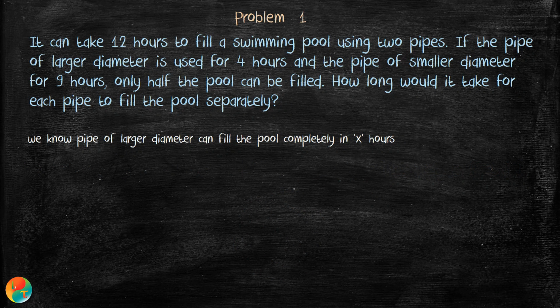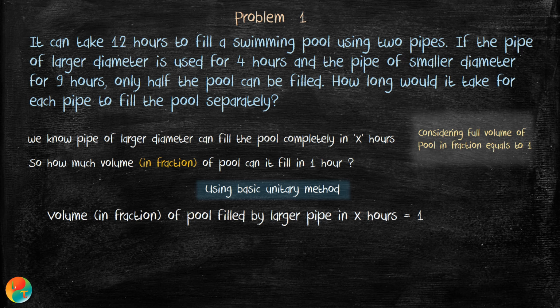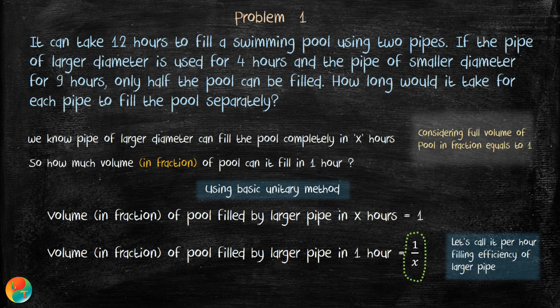By efficiency I mean fraction of volume of pool each pipe alone can fill in 1 hour. Now pipe of larger dia can fill the pool completely in x hours. How much volume in fraction of pool can it fill in 1 hour? Considering the volume of pool in fraction equals to 1, using some basic unitary method, we'll write volume in fraction of pool filled by larger pipe in x hours is equal to 1. Now volume in fraction of pool filled by larger pipe in 1 hour is equal to 1 upon x. Let us call it per hour filling efficiency of the larger pipe.